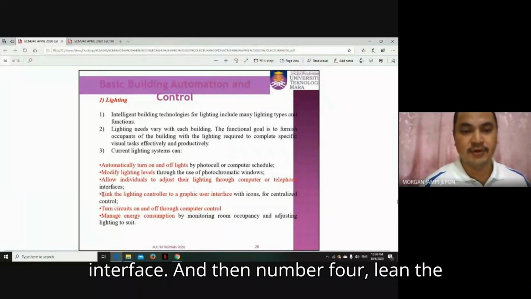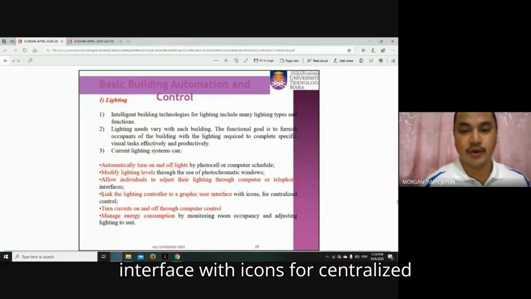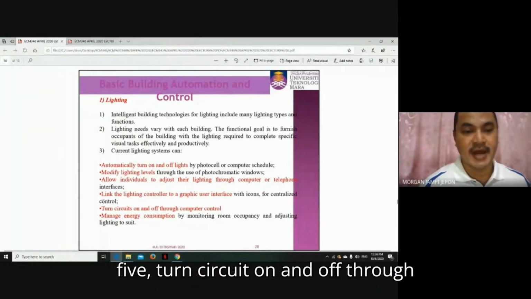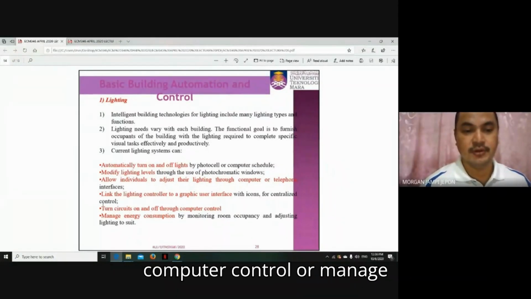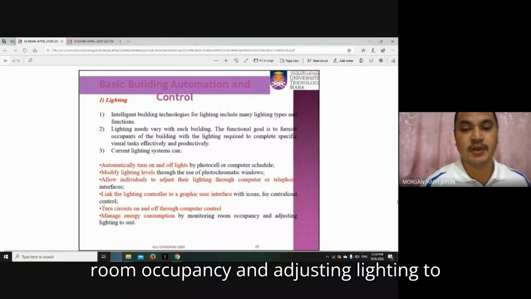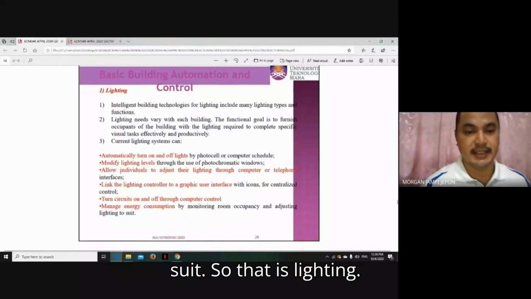Okay. And then number 4, link the lighting controller to a graphic user interface with icons for centralized control. Okay. Number 5, turn circuit on and off through computer control, or manage energy consumption by monitoring room occupancy and adjusting lighting to suit. So that is lighting.